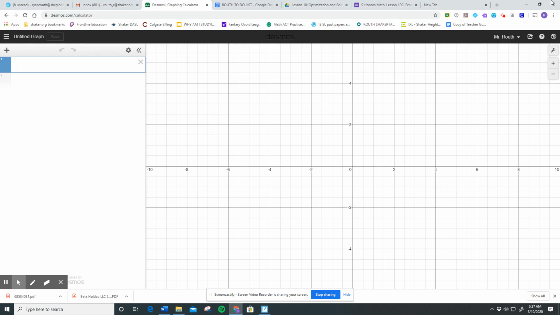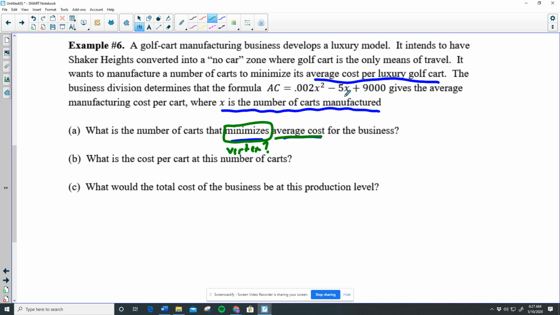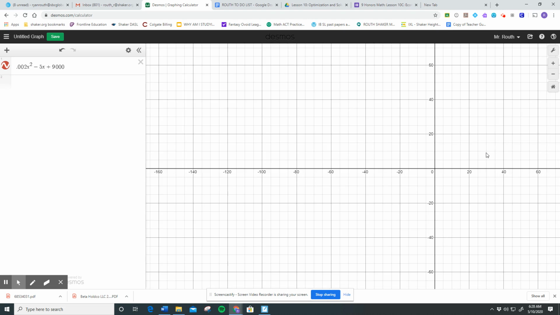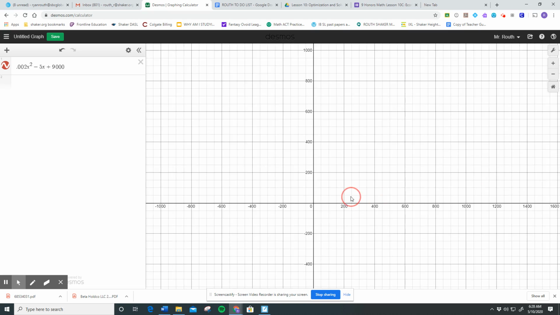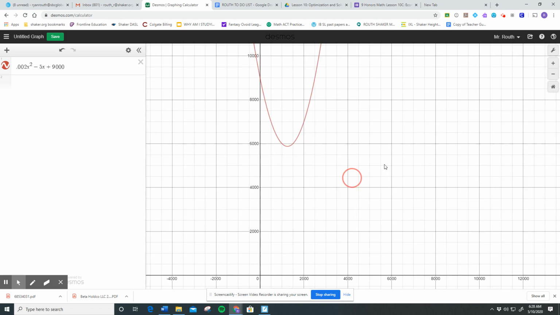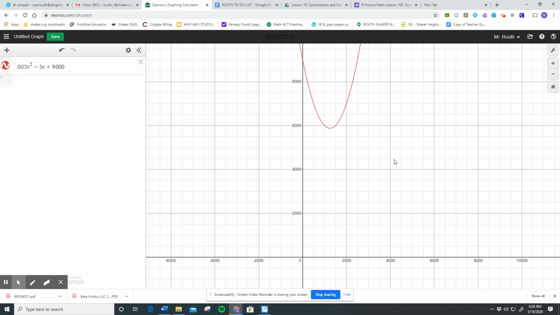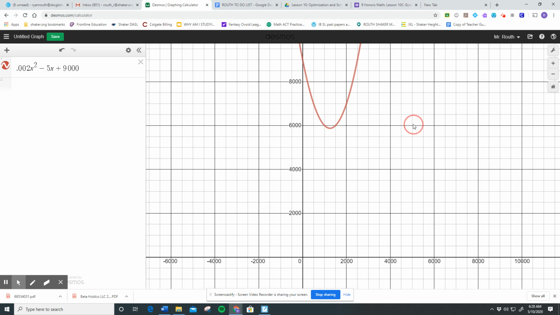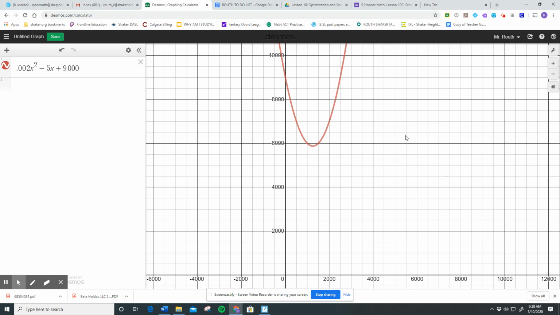So I flip over to Desmos, and I type in my equation, 0.002x squared. And I've already forgotten it, so I have to flip back over. Minus 5x plus 9,000. Now, obviously I can't see anything, so let's scroll out till I can see something. All right, got something that looks like a parabola here. Now, what am I trying to do? I'm trying to minimize this. I'm going to go ahead and put this in projector mode so you can maybe see a little better on your phones.